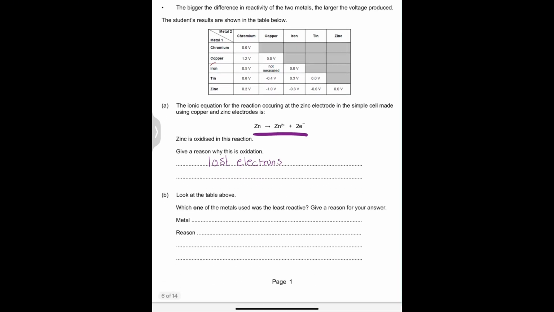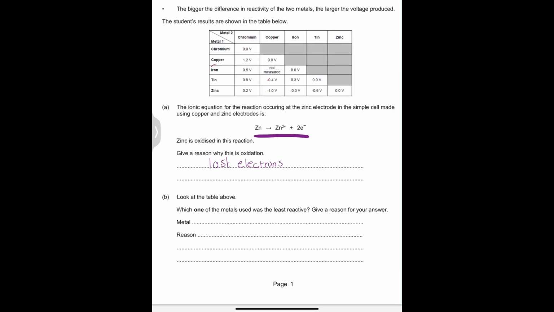Okay, next question. Look at the table above. Which one of the metals used was the least reactive? Give a reason for your answer. And that's going to be copper. Now, I think one of the students did say to me, is it going to be zinc? No, it's not going to be zinc.